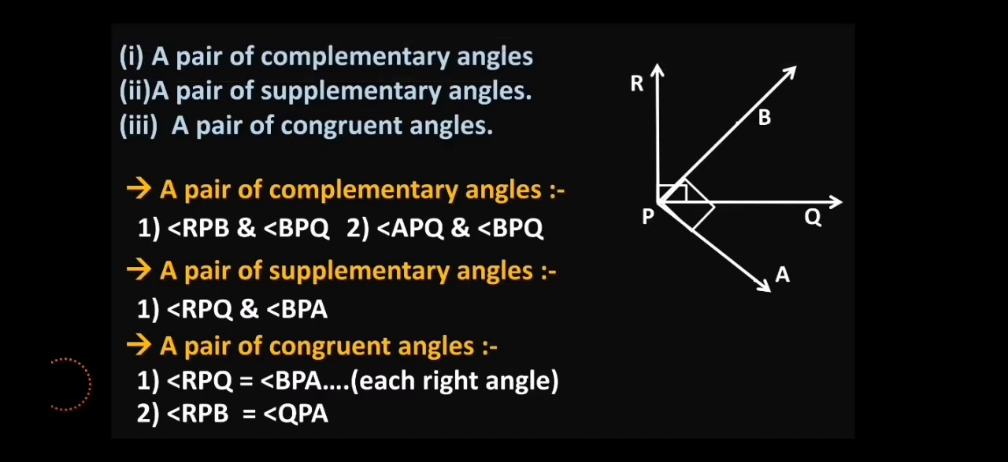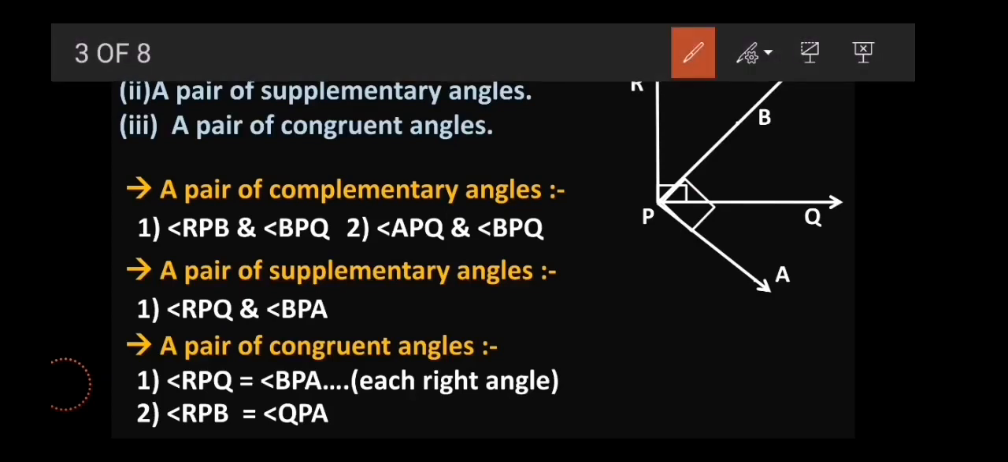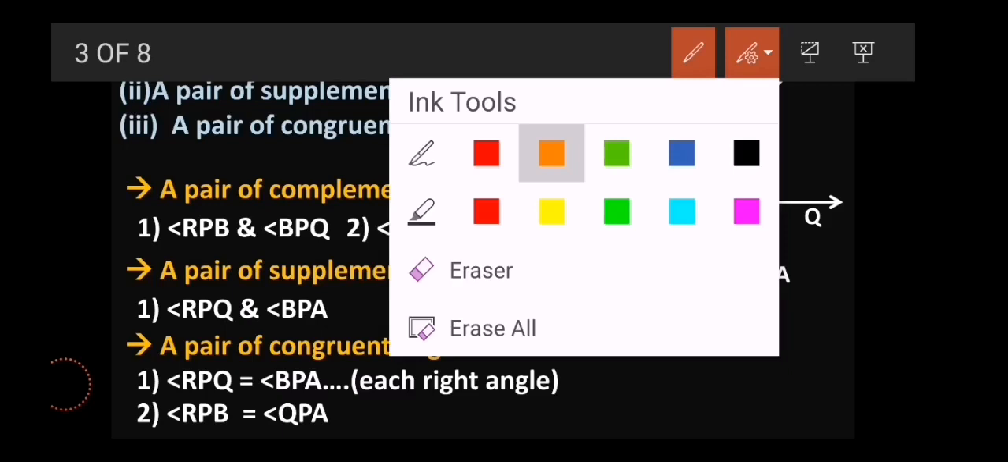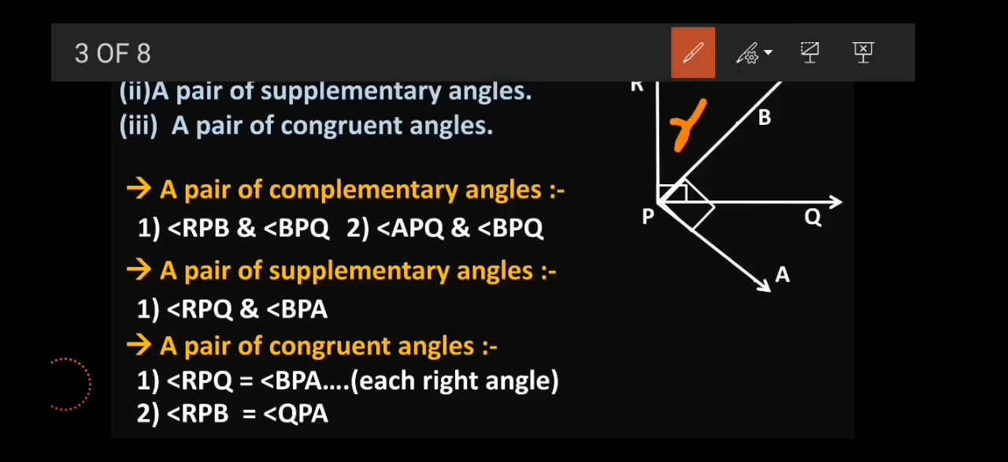So we have angle RPB over here and angle QPA over here, right? Is there any link between them? Presently it can't be seen, right? So what we'll do, we'll name them angle X, angle Y, angle Z.